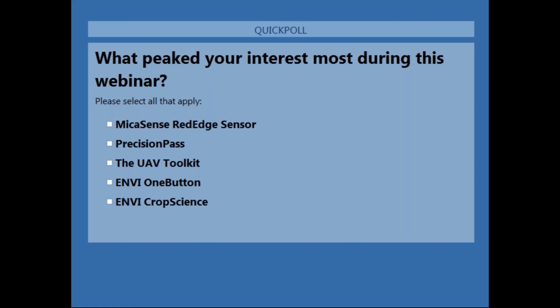And really what we wanted to do was get an understanding, as we went through this process, what areas particularly piqued your interest? Was it the MicaSense RedEdge sensor, the precision pass tool that Austin talked about, the UAV toolkit, ENVI One button, or ENVI Crop Science? And this is multiple choice, so you can actually select multiple entries there. So we'll give you a few minutes to think about that.